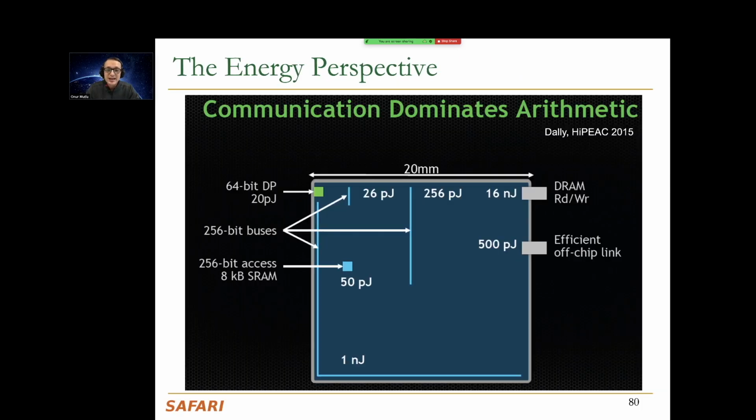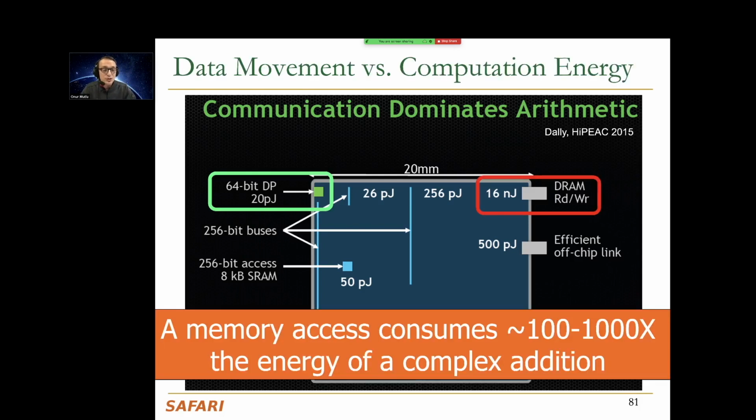So very quickly, the energy perspective. This is a slide that I borrowed from Bill Dally. This is a relatively old slide. The numbers have changed, but the takeaway hasn't changed over the course of 6 years. Basically, this slide shows that a 64-bit double precision floating point operation is very cheap in terms of energy today. It's about 20 picojoules, and a DRAM read or write is about 16 nanojoules. So that's about 800x difference.